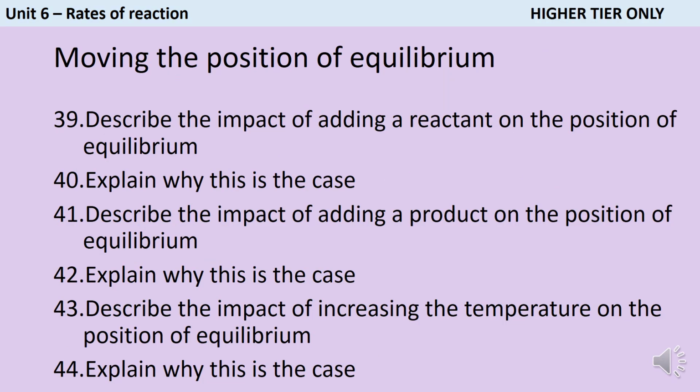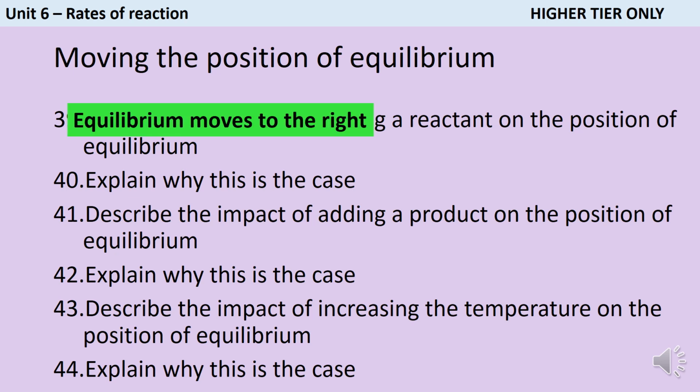This last part is just for higher tier, so if you're sitting the foundation tier, you don't need to watch it. If we add a reactant, then the position of equilibrium is going to shift to the right. And this is because the forward reaction is going to be favoured.